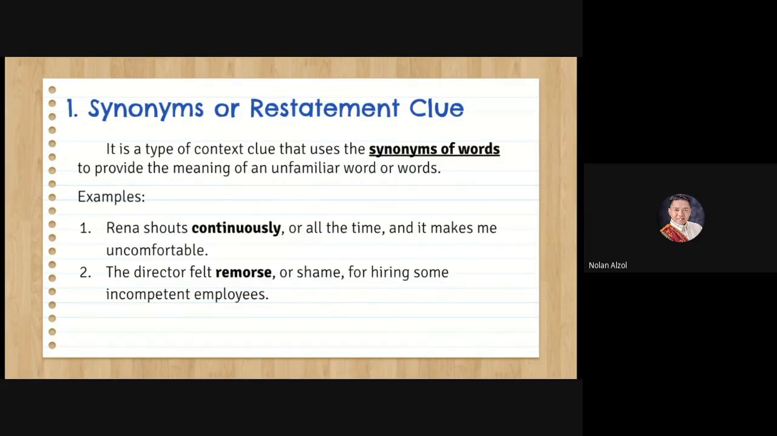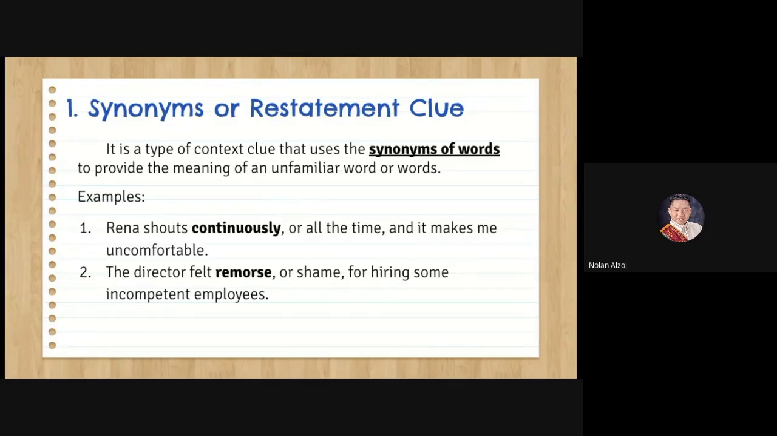So the first type of context clue is synonyms or restatement clue. It is a type of context clue that uses the synonyms of words to provide the meaning of an unfamiliar word or words. I have here an example. The first one is: Rena shouts continuously or all the time, and it makes me uncomfortable. We will notice the word "or" that comes after the unfamiliar word continuously. Or signals option. So therefore, if we are going to analyze the statement, continuously and all the time share the same meaning, or they are synonymous.